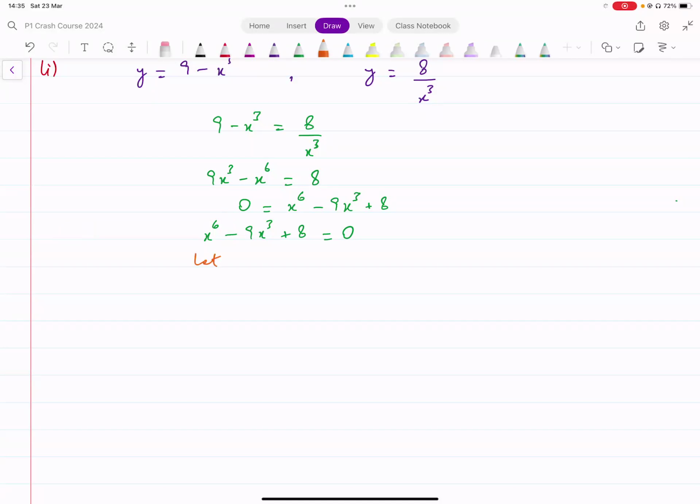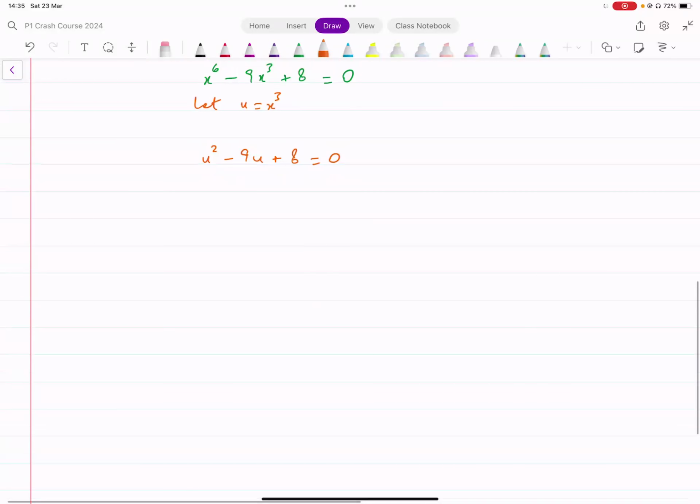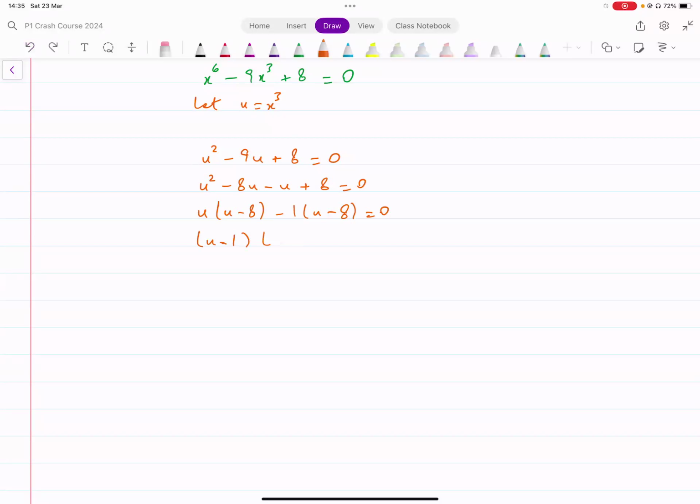All we have to do is do a substitution. Whatever is the smaller power, replace that with the new variable. Let's say u equals x cubed, and that gives you u squared minus 9u plus 8 equals 0. And now we can solve this quadratic equation, right? This becomes u squared minus 8u minus u plus 8 equals 0. That gives us two factors: u into u minus 8, minus 1 into u minus 8. And we get two factors, u minus 1 and u minus 8, which means u either equals 1 or u equals 8.